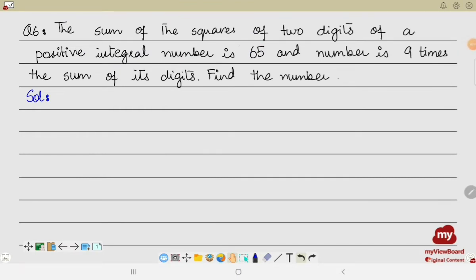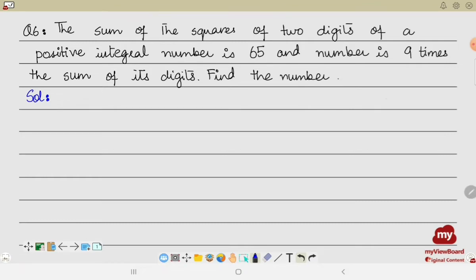The sum of the squares of two digits of a positive integral number is 65, and the number is 9 times the sum of its digits. Find the number. Now here we need to recall one thing. We are supposed to find out a two-digit number, right?